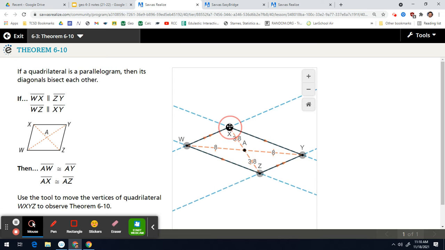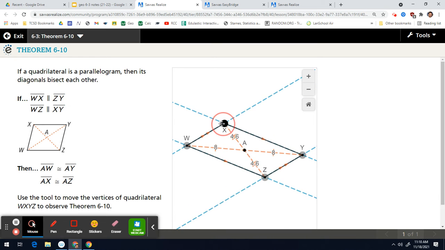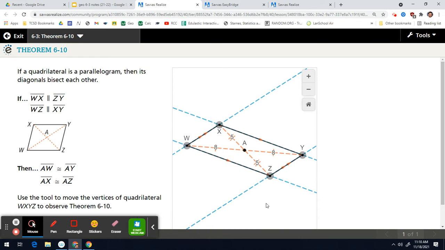we go, nice little 8 there. There we go, and a nice little 5. Look at that, perfect, right? 8 and 8, 5 and 5, still a parallelogram, but again, this diagonal would be 10. This diagonal would be 16, not congruent.